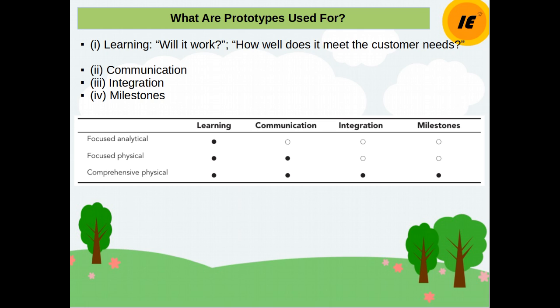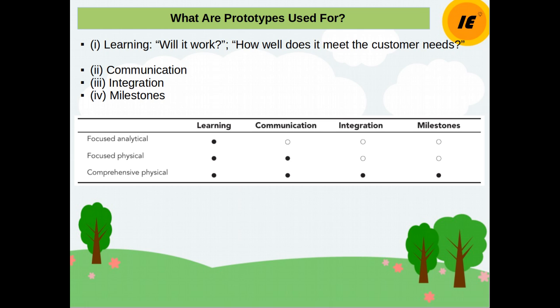Learning. Prototypes are often used to answer 2 types of questions: will it work, and how well does it meet the customer need. So for this particular example, they came up with different designs of the wheels for the impact test, and also in the development of the wheel design, the mathematical models of the spoke were analyzed to estimate the stiffness and the strength of the wheels. This is an example of a focused analytic prototype used as a learning tool.